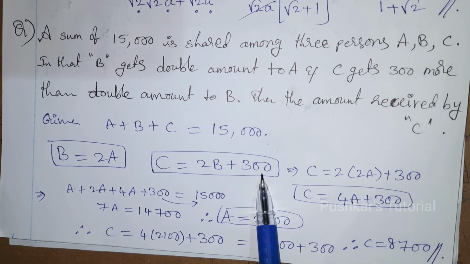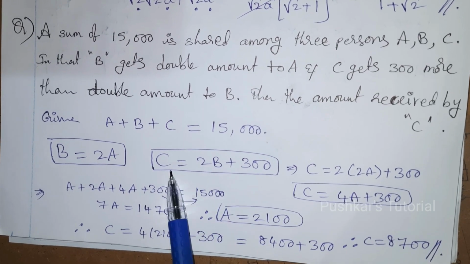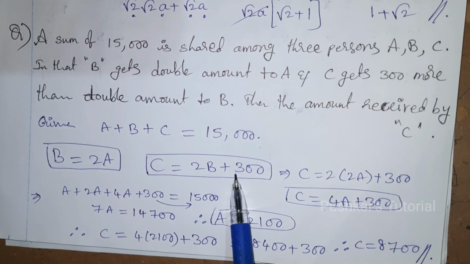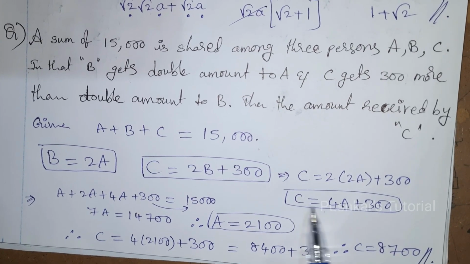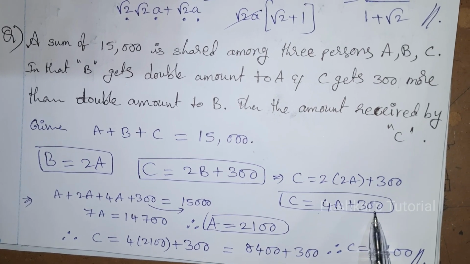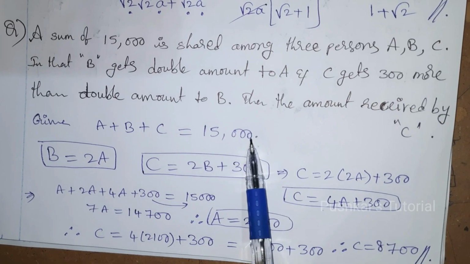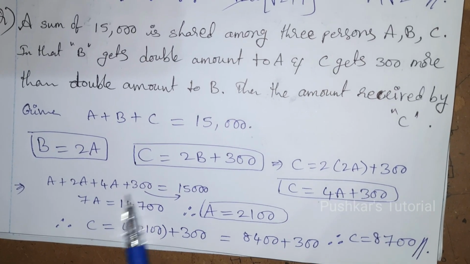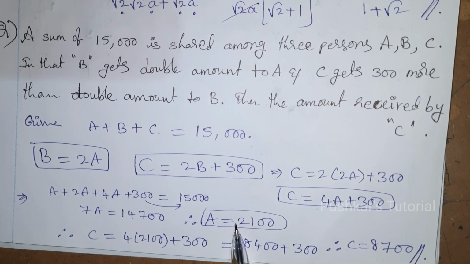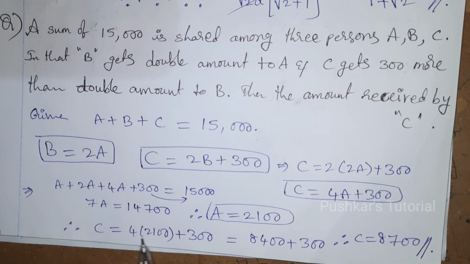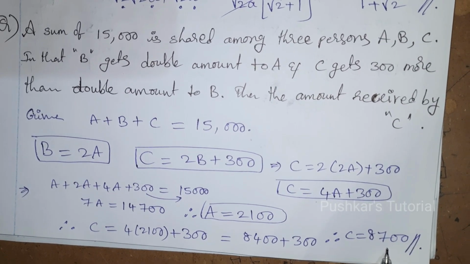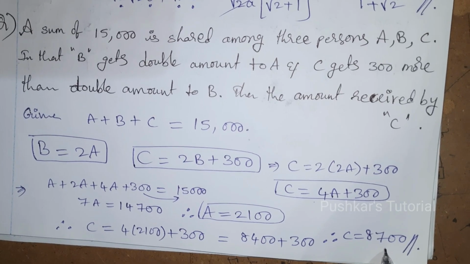C gets 300 more than double of B. So C is equal to 2B plus 300. Instead of B I can write 2A. So C value is 4A plus 300. So substitute everything in the above. So we'll get A value as 2100. But we need C now. So substitute here. So C value is equal to 8700.